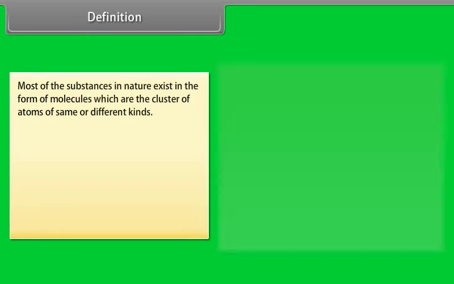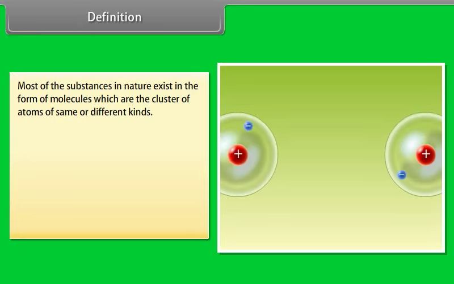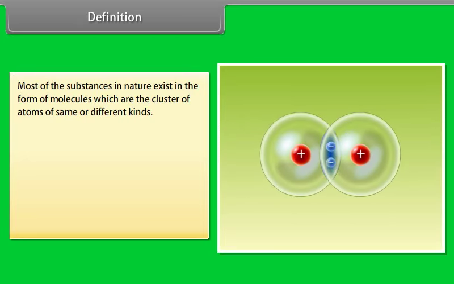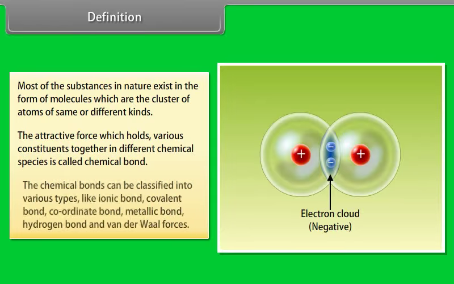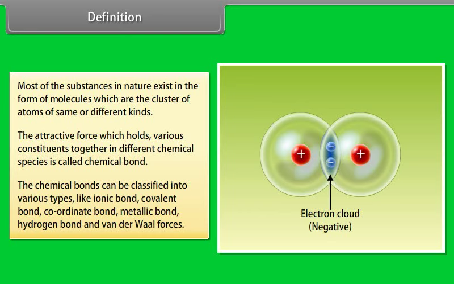Definition. Most of the substances in nature exist in the form of molecules, which are clusters of atoms of the same or different kinds. The attractive force which holds various constituents together in different chemical species is called a chemical bond. The chemical bonds can be classified into various types like ionic bond, covalent bond, coordinate bond, metallic bond, hydrogen bond, and van der Waals forces.